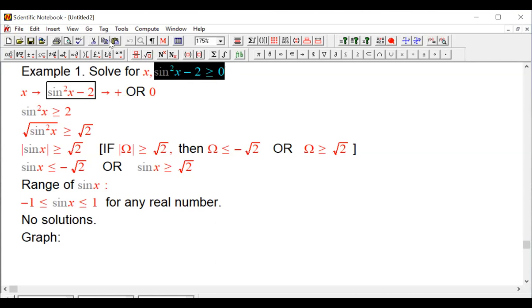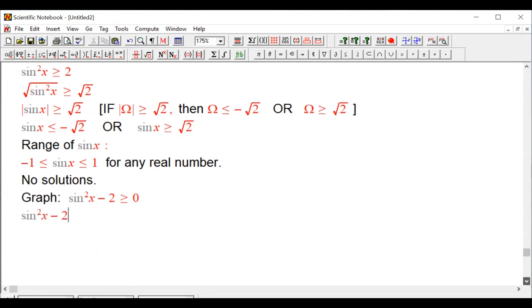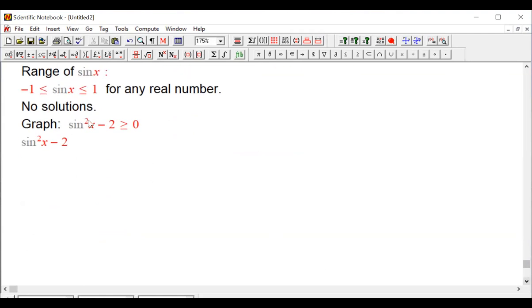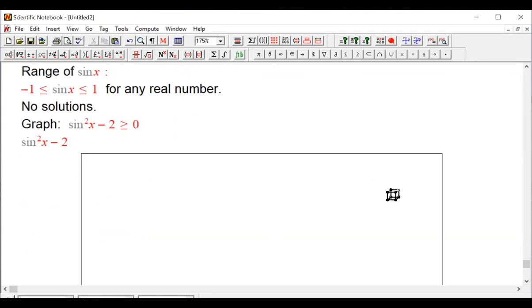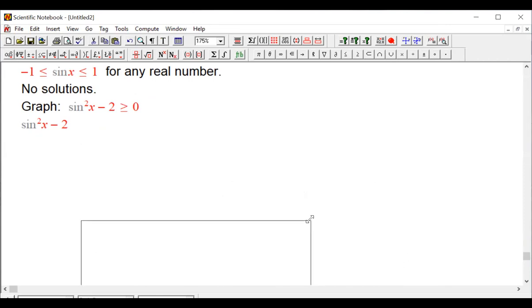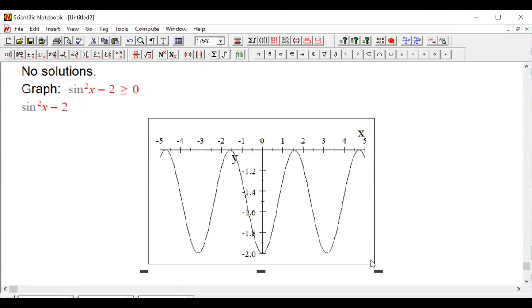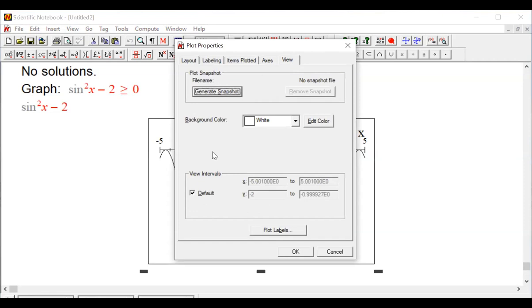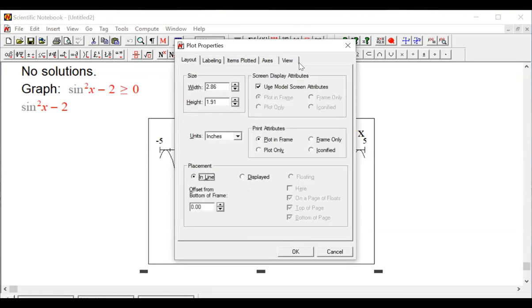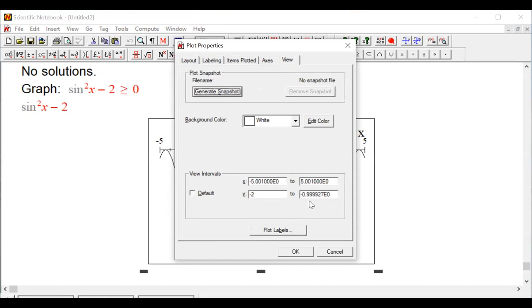So to look at the graph of solving this inequality, you would like to graph sine square of x minus 2, right? So what does that picture look like? That's typically pretty difficult to graph. So we're going to just make some adjustment. Let's go like this.